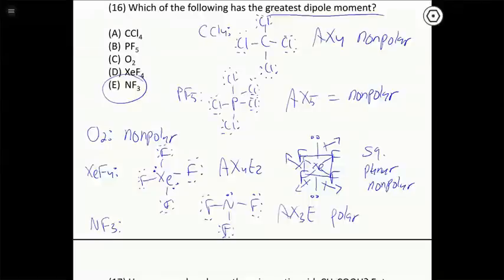But for molecules, it's a little bit harder to do because it depends on both the electronegativity difference and the geometry, and it's not always an easy comparison. But here it's an easy comparison because only one of them is polar at all. Okay? Any questions on that?